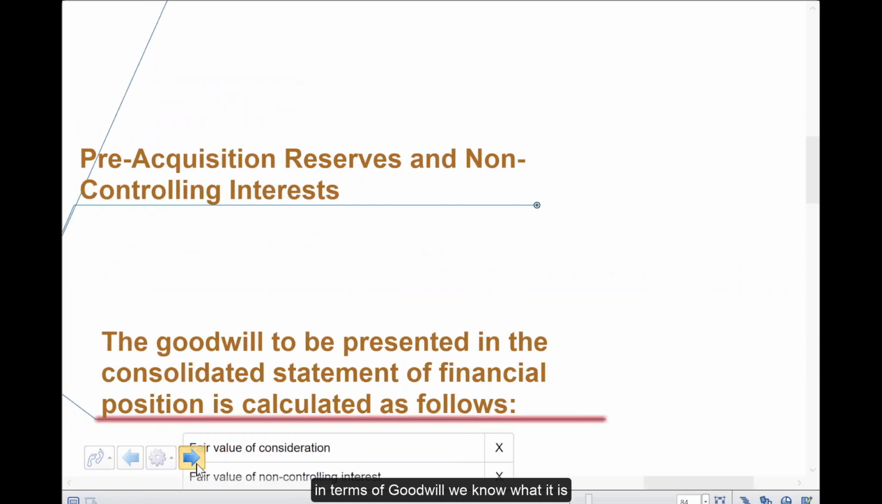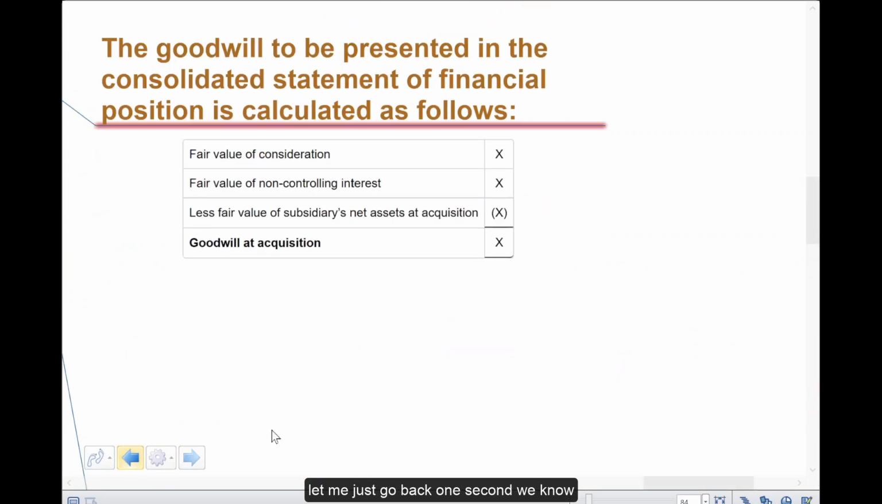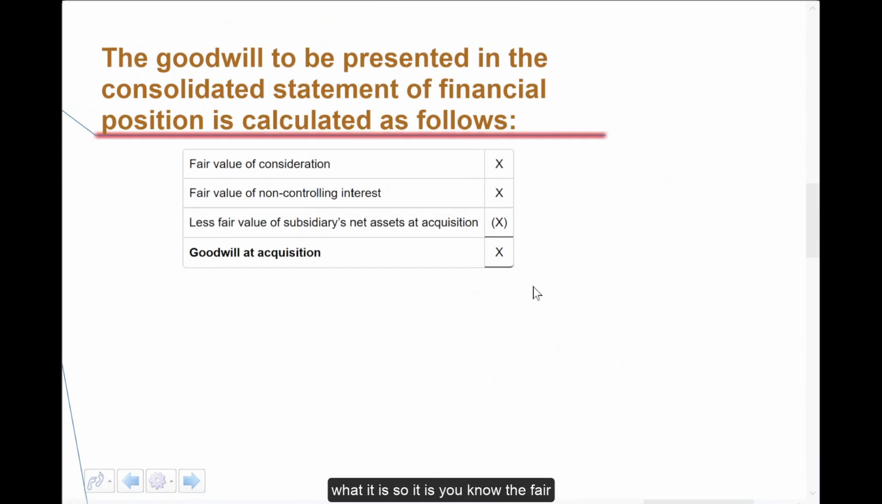Now, in terms of goodwill, we know what it is. Let me just go back one second. We know what it is. So it is the fair value of the consideration.